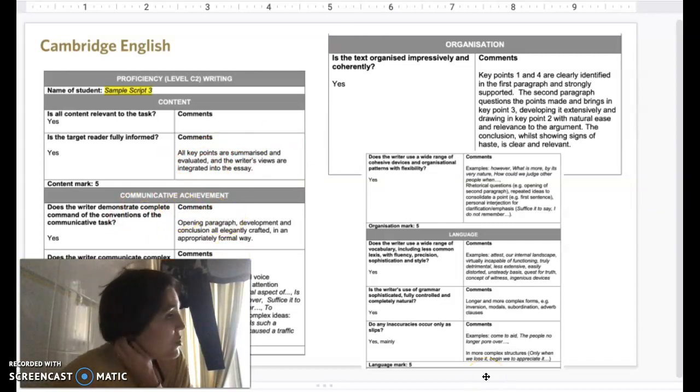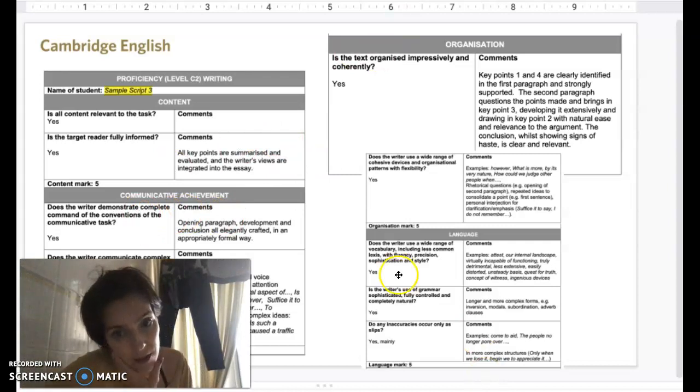So, communicative achievement. Do you understand what an essay is, what a film review is? This is the question that is added: does the writer demonstrate complete command of the conventions? Do you understand the conventions of an essay, of a review, with an opening paragraph, development, conclusion? Are they elegantly crafted and formal? That's more language, but it's the layout of the specific type of text that is presented. Does the writer communicate complex ideas in an effective and convincing way, holding the target reader's attention with ease, fulfilling all communicative purposes? And then there are comments. You may want to have a look at those.